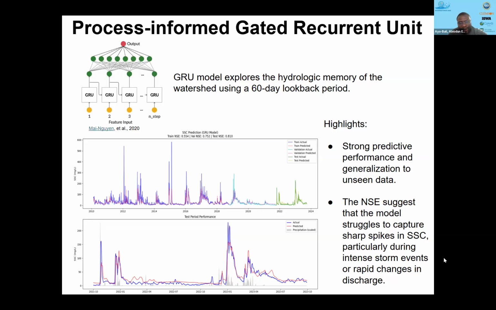Just like the other models, the main limitation is performance during high flow events. And this is precisely when sediment management is most important. Now, to address this, we probably recommend implementing a weighted loss function to prioritize peak SSC predictions and incorporating hysteresis features to better capture sediment flow lag effects. Next slide.